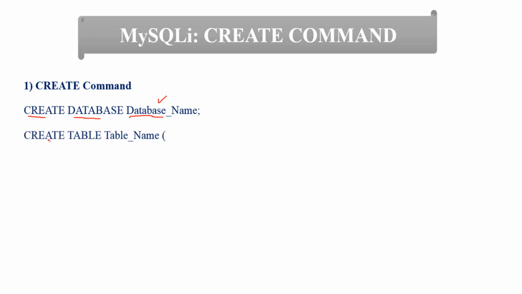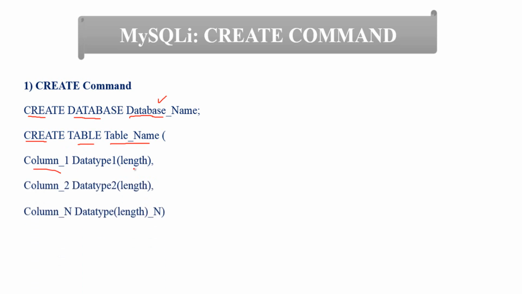And then another syntax is, for example, if you want to create a table after creating the database, you have to type create and table, then you have to mention the table name and parenthesis, then column name and its data type, and you have to specify its length, and then column 2 length, and up to n you can mention. And this is the end of your create command when you want to create a table.